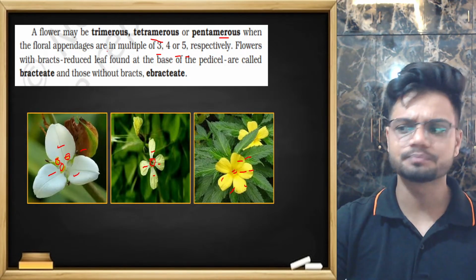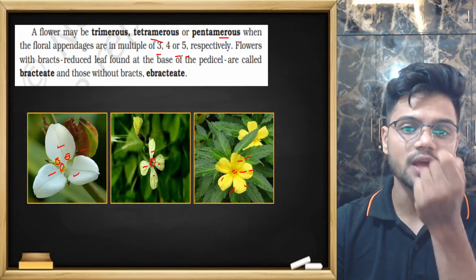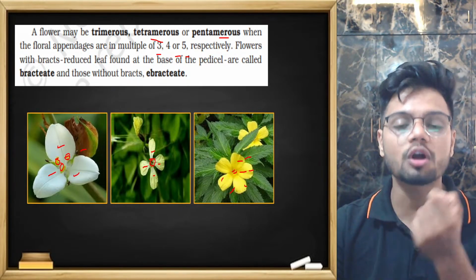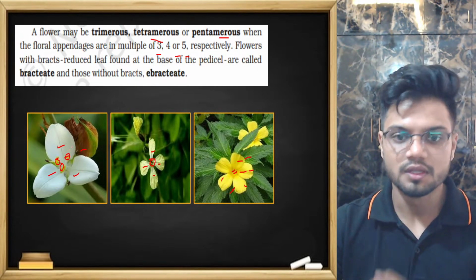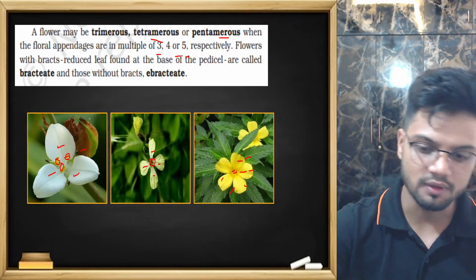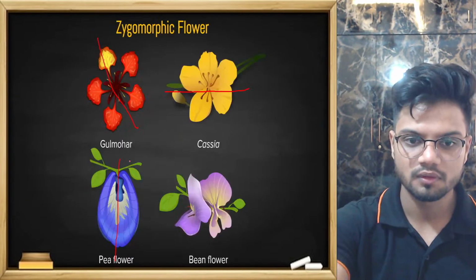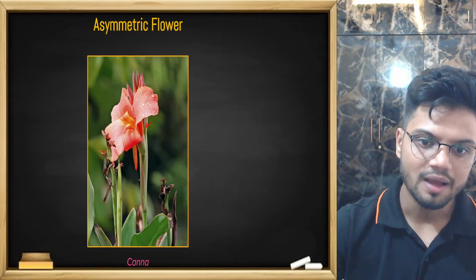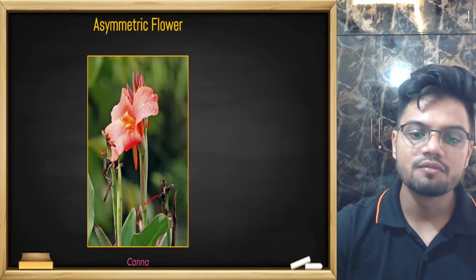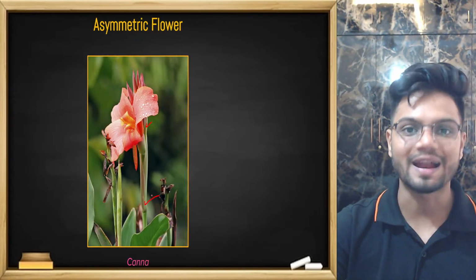Okay. Now, one more thing is called a bract. A bract is basically a reduced leaf-like structure present at the base of the stalk of the flower. See, for example, students, this is the flower right here. You saw many flowers right here. This is called the stalk of the flower. At the base of the stalk of the flower, we have a leaf-like structure called a bract.